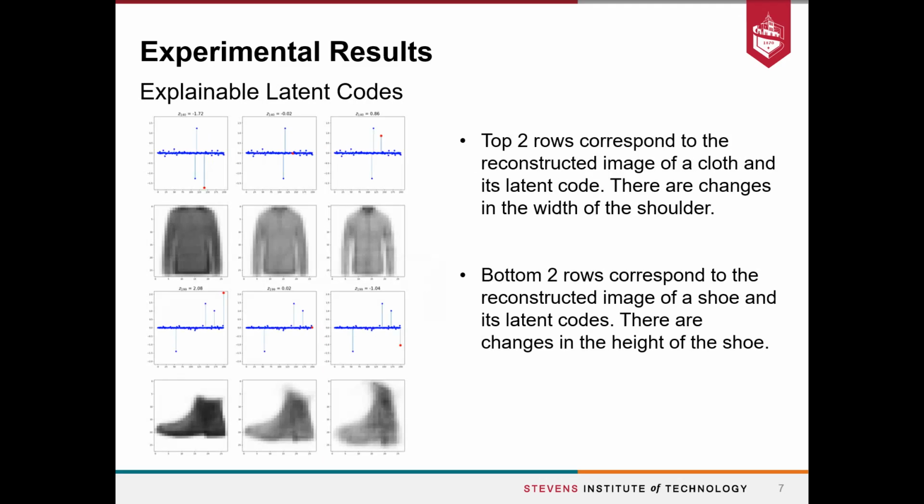We then demonstrate that the learned sparse representation can make the latent codes more explainable. We first obtain the latent representations of the observation, and then we change the value of one of the activated latent dimensions and reconstruct the image using the new latent codes. From the graph, we can clearly see that there are changes in the shoulder width of the cloth and the height of the shoes. We show that our model can indeed make the latent codes more explainable.